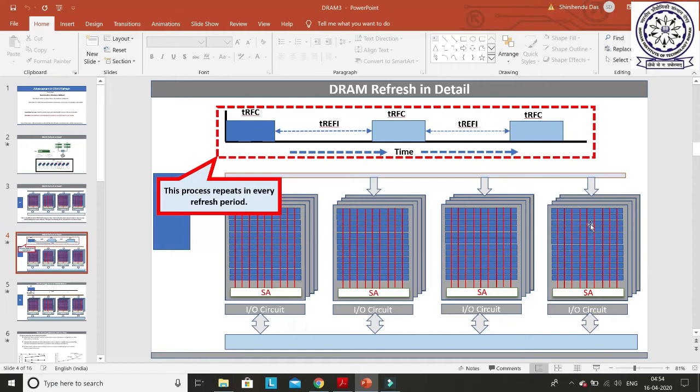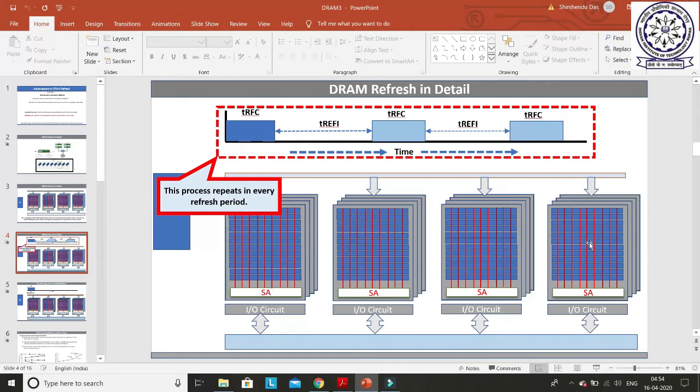If this is the condition, then in normal DRAM we have to go for the worst case scenario. That means we have to assume that the temperature of the entire rank is 95 degrees. And if the temperature of the entire rank is 95 degrees, then the refresh period should be reduced from 64 millisecond to 32 millisecond. That means the rows must be refreshed very rapidly.